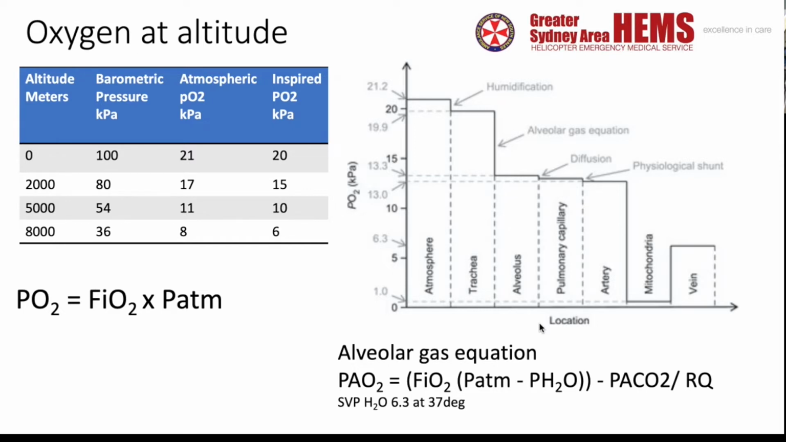So if you get up to 2,000 meters, you're looking at 15%. So it really doesn't take a massive height. So 2,000 meters is about 6,500 feet, and your patient's breathing a hypoxic mixture.